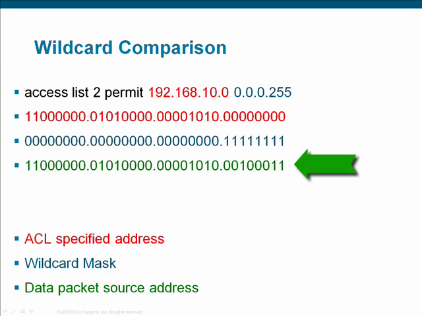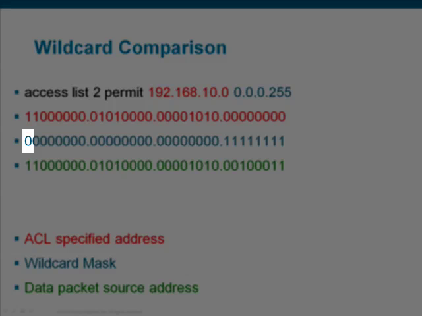In green, we have the source address of the data packet entering or leaving a router, 192.168.10.35 for example. We can easily see that this source address is within the 192.168.10.0/24 network and thus would be permitted by the router. But let's look at what the router does to figure out if the data packet's source address matches that which is specified in the ACL.